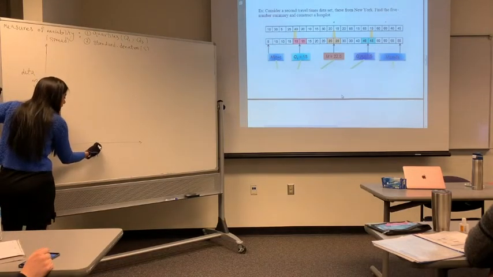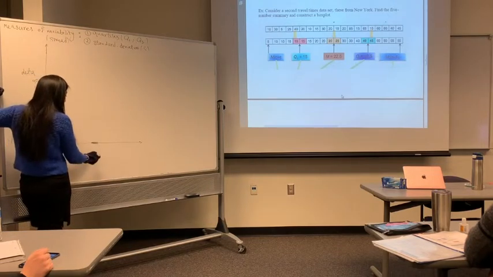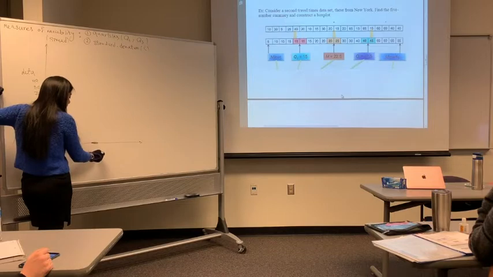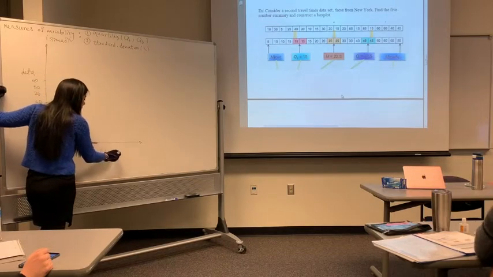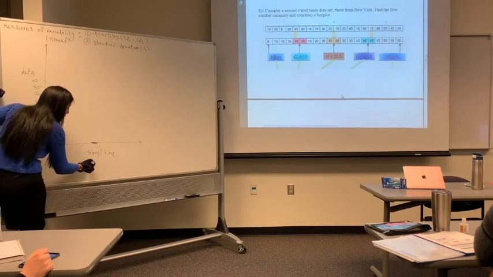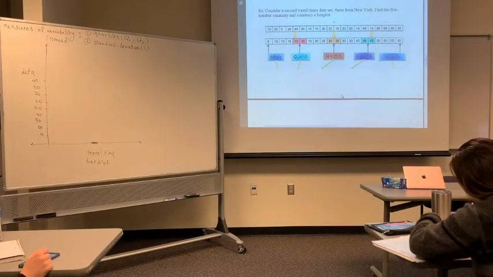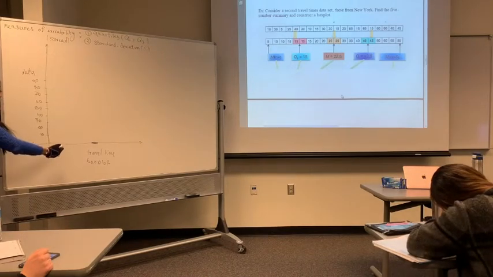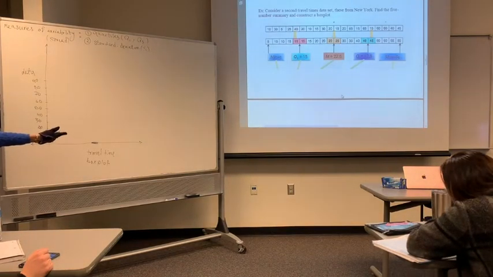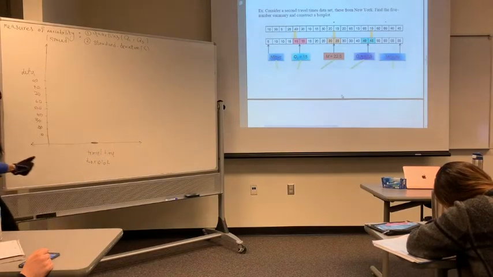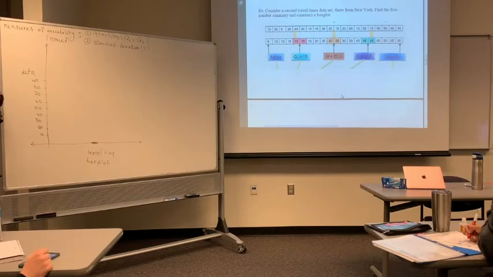So here, let's say this is the name of our box plot. Consider a second travel time data set. Okay, travel time data set. Travel time box plot. So I put the name here because maybe I have two of them, and then I can have another box plot here with a different name. Okay, I will show you there is another box plot also.